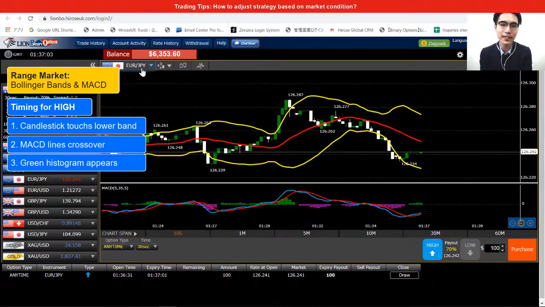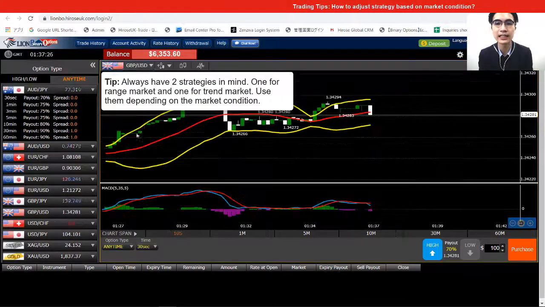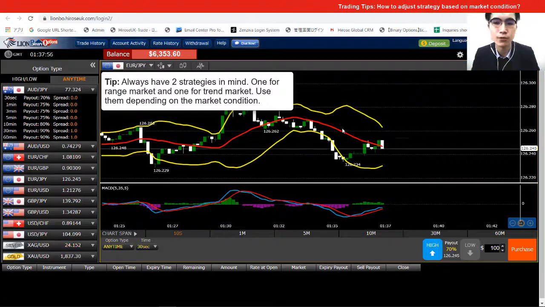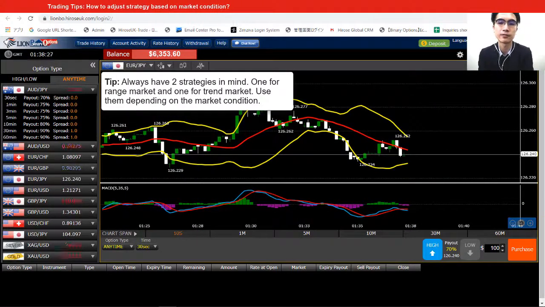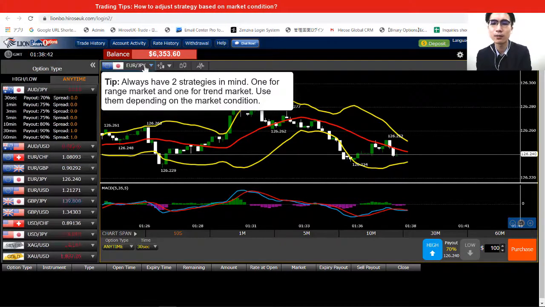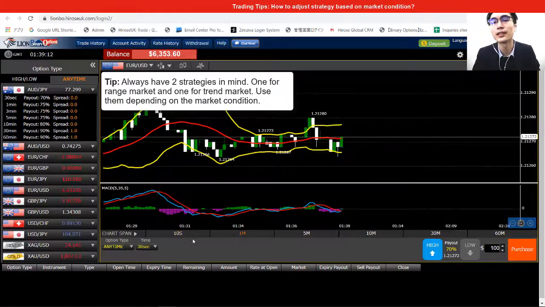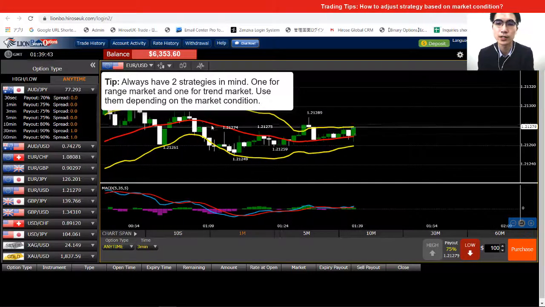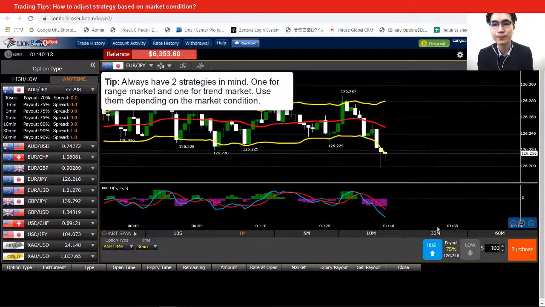So okay, so well, yep, exactly as I expected. So the range market was ended, and then that's why my trade was ended in draw, because the price is no longer in a range market. So now I would try to look for a bit more, and then if I confirm that the market is not in range market anymore, then I will change my strategy to a trend following strategy. So yep.